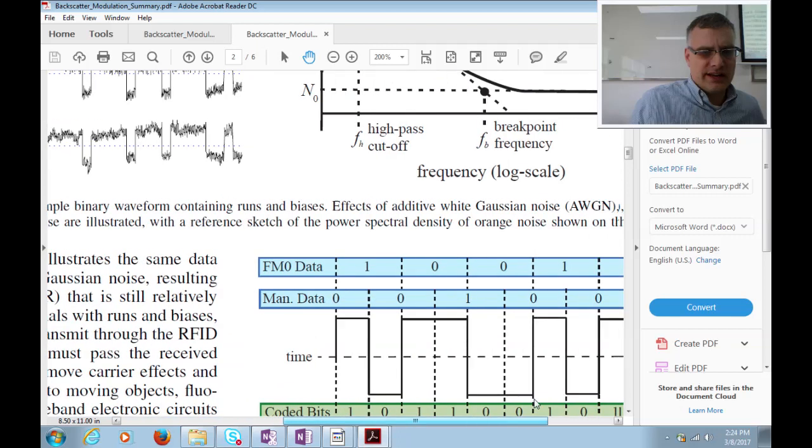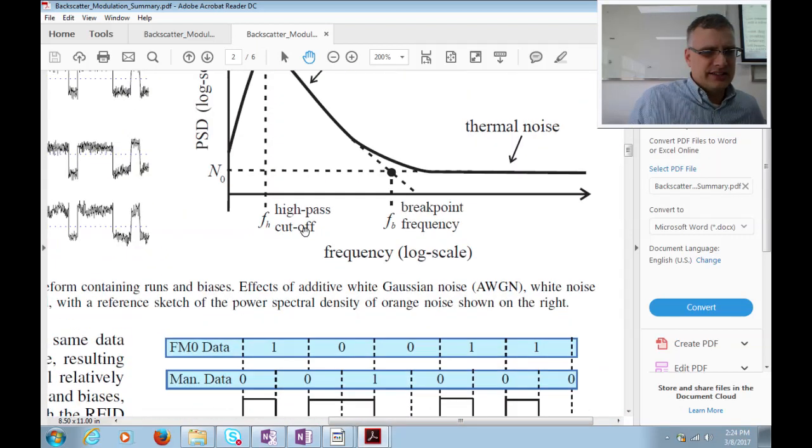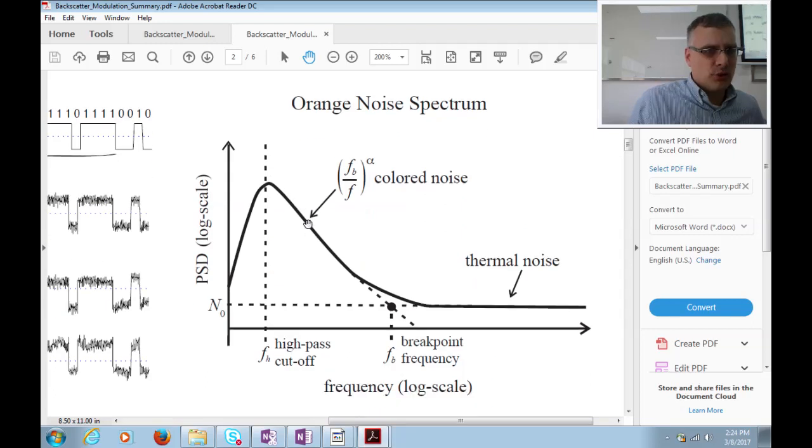And then here, I have a few illustrations of what Manchester data looks like. I'll put this paper on the website. I don't believe it's up there yet.